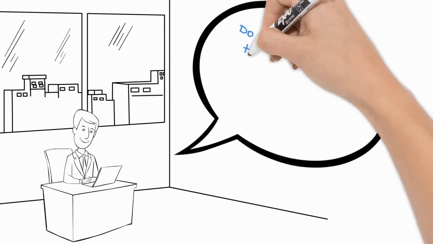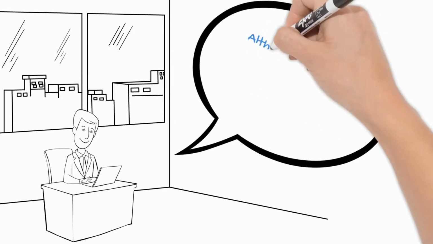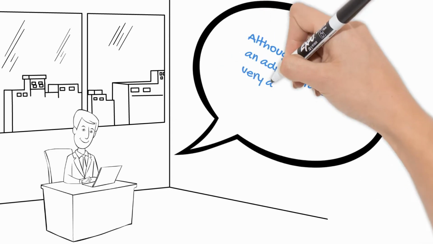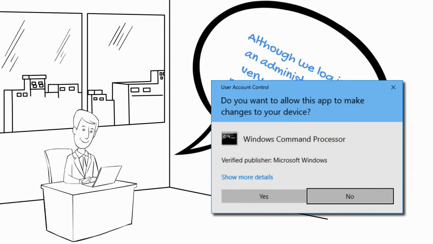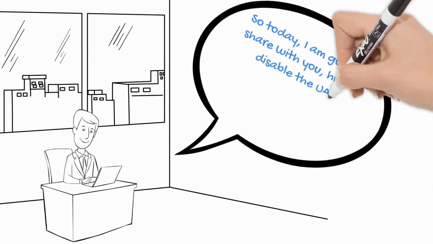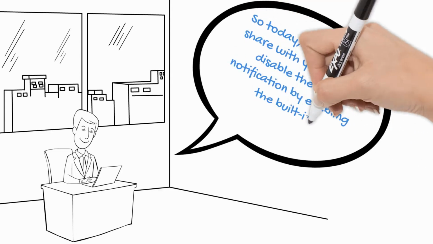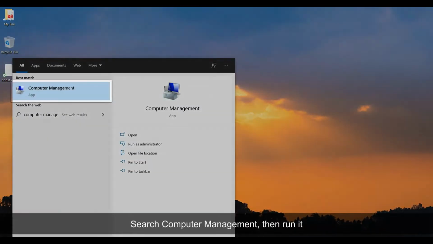Do you notice that every time we're running any program, or installing any program on Windows 10, although we log in as an administrator, a very annoying UAC notification is always prompted. Like this. So today, I'm going to share with you how to disable the UAC notification by enabling the built-in administrator. Let's start now. Search Computer Management.